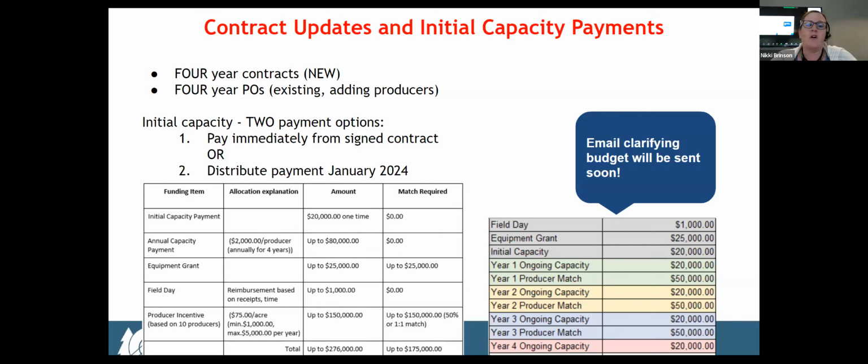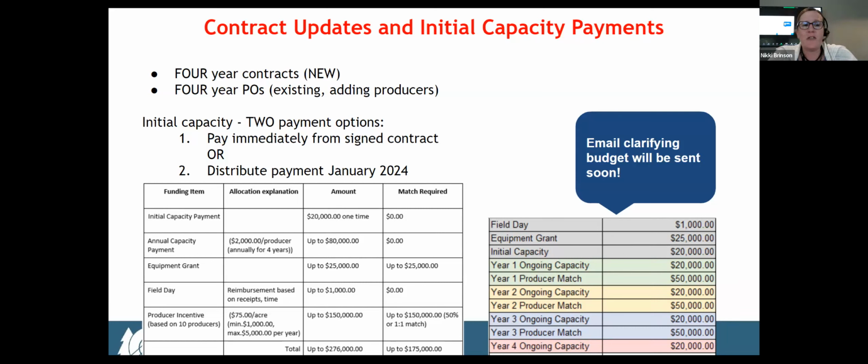So these are on a reimbursement basis besides the initial capacity support and equipment grant, but the rest will be on a reimbursement basis based off of either consultation, check-in, or producer match forms. So again, these will be coming out the next couple of weeks, as John said.